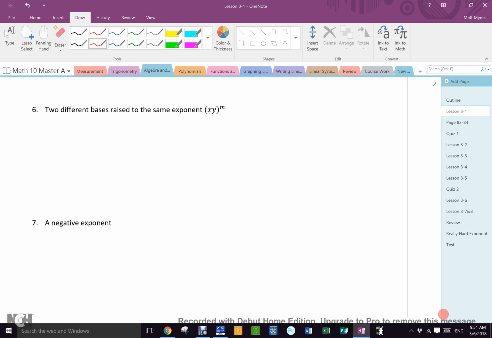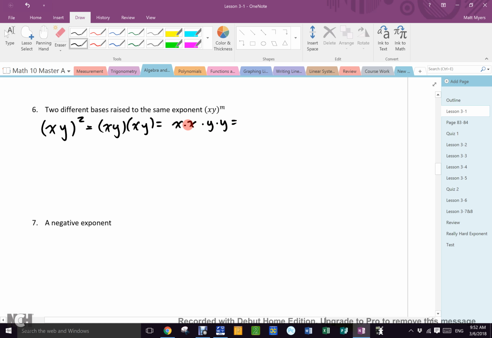All right. Number 6. 2 different bases raised to the same exponent. Now this one is not tricky, right? (xy)squared. That looks a lot like a fraction, doesn't it? So in a fraction, the exponent went to everything because it was x over y times x over y, right? So what's my base here? xy. So it's xy times xy, which is the same as x times y times y.